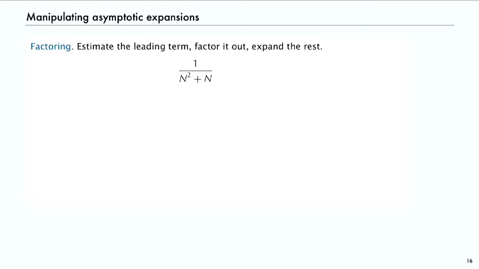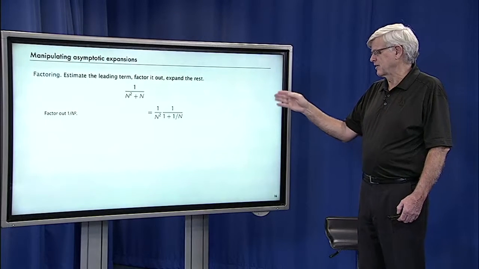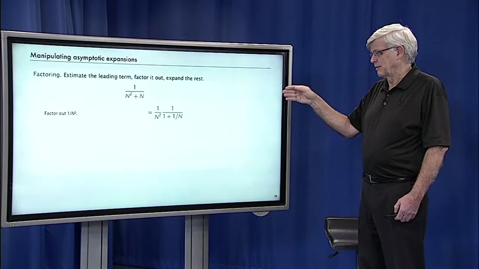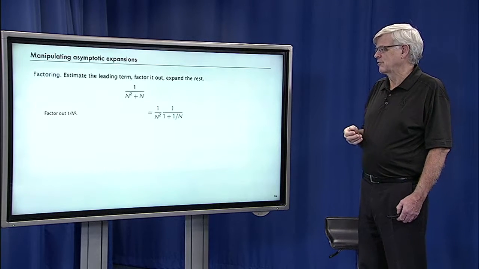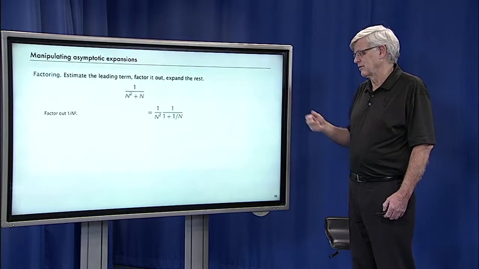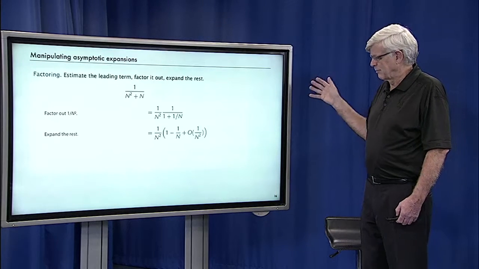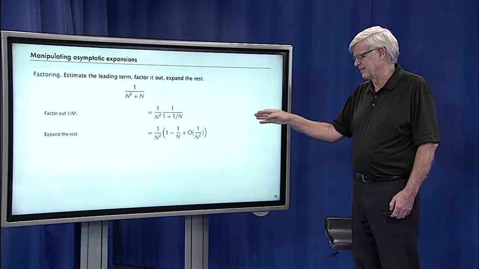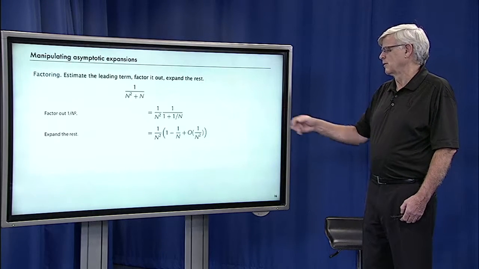Factoring: a very common thing to do is to estimate what the leading term is, then factor that out and expand the rest. So look at this function, 1 over n squared plus n. We think to ourselves, what's this going to be close to when n is large, like n is 1,000,000? It's going to be close to 1 over n squared. So we might as well factor out the 1 over n squared. Then what we're left with is 1 over 1 plus 1 over n, and that's a geometric series, and we have an asymptotic expansion for the geometric series. So expand it: since it's 1 plus 1 over n, it's 1 minus 1 over n plus O of 1 over n squared.